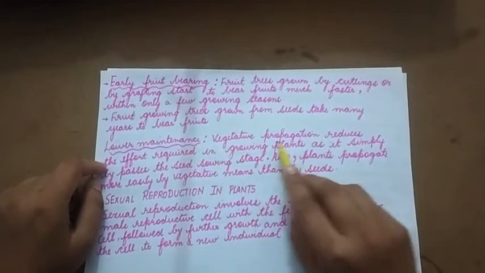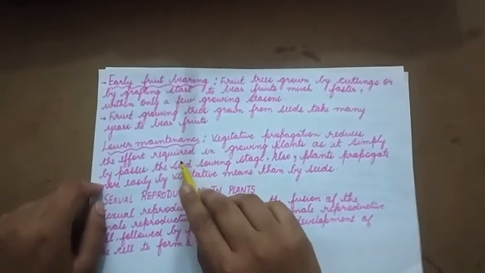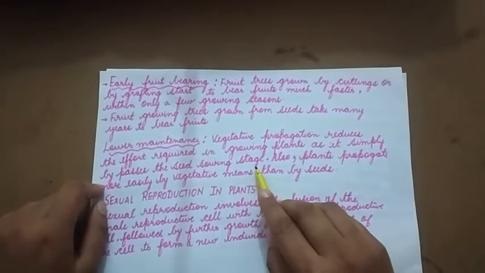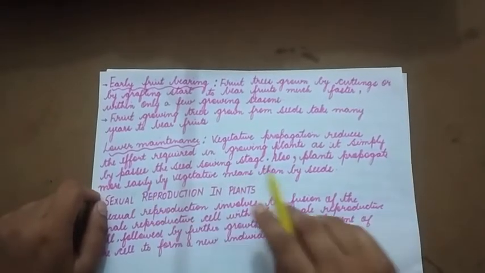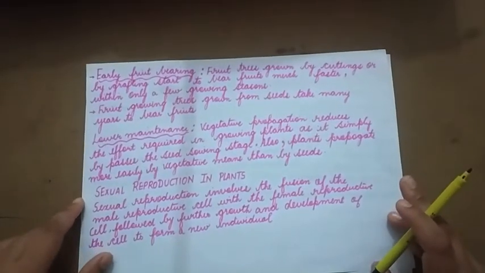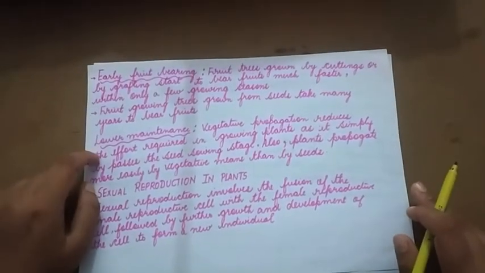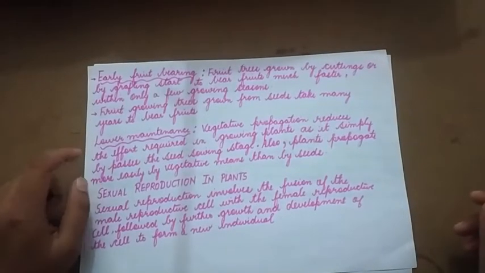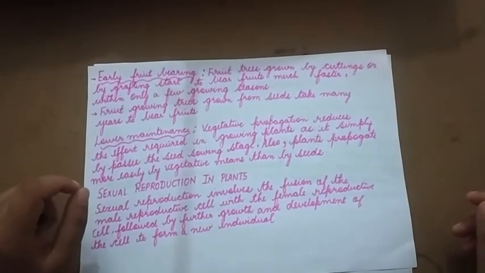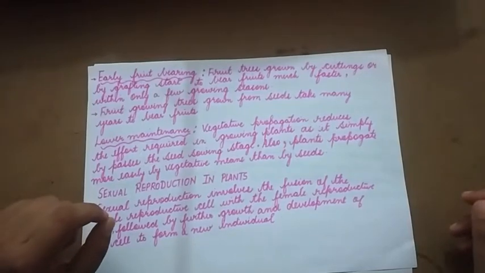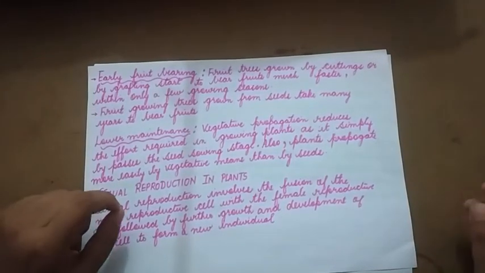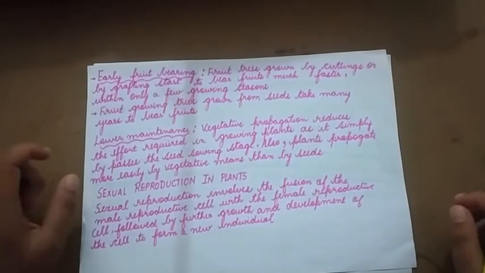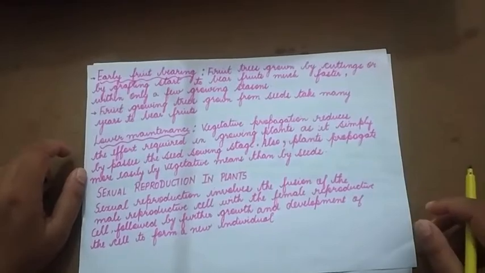Lower maintenance. Vegetative propagation reduces the effort in growing plants as it simply bypasses the seed sowing stage. Also, plants propagate more easily by vegetative means than by seeds. The plants grown by vegetative propagation require much lesser maintenance when compared to plants obtained through seeds, whereas with seeds, as the seed is germinating, a lot of care has to be given to it.